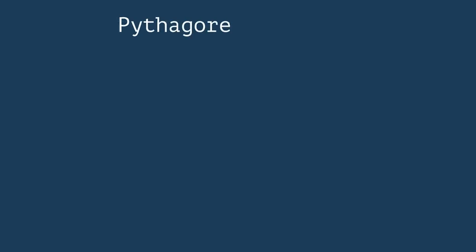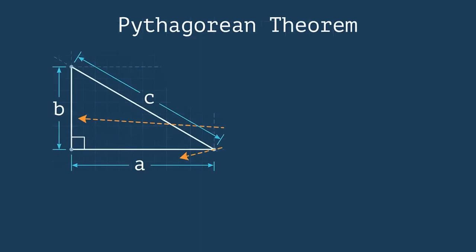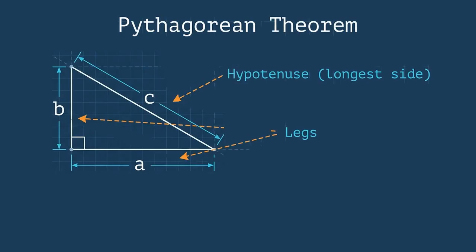Today you will learn how to use the Pythagorean theorem to find missing side lengths in right triangles. A right triangle has a 90-degree angle. The hypotenuse is the side opposite the right angle, and it is always the longest side. The other two sides are called legs.